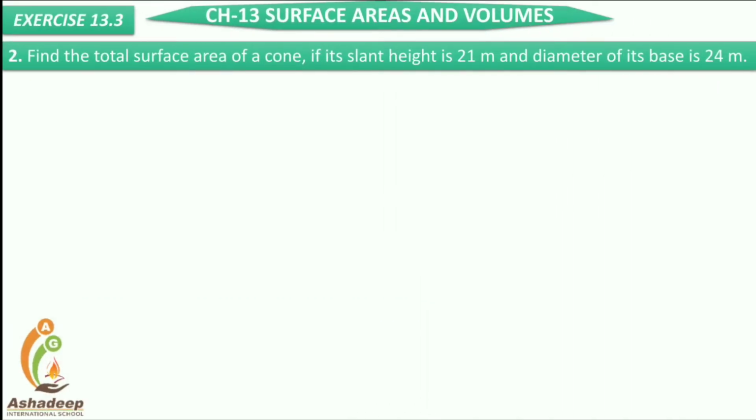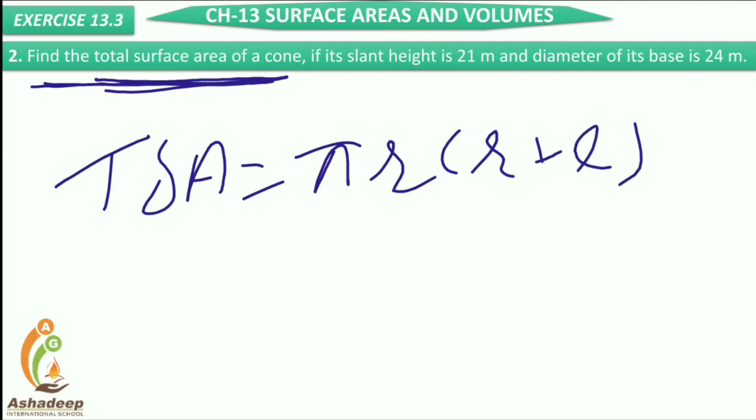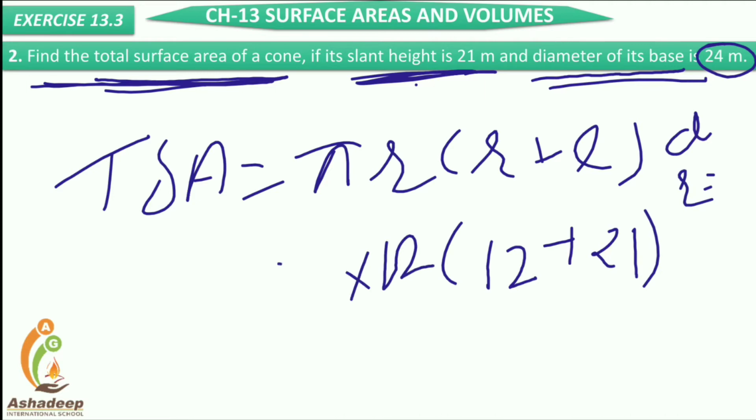Let's move ahead. So total surface area of the cone. Find out the total surface area. We have to find out the TSA, that is nothing but pi r in bracket r plus l. Slant height is given, so we have been given l and that is 21, so put 21 instead of l. And the diameter is given, what? 24. If diameter is 24, then r is equal to what? It is half of the diameter, so it is going to be 12. Here also 12, multiply by 22 by 7, and you just end up with the answer.